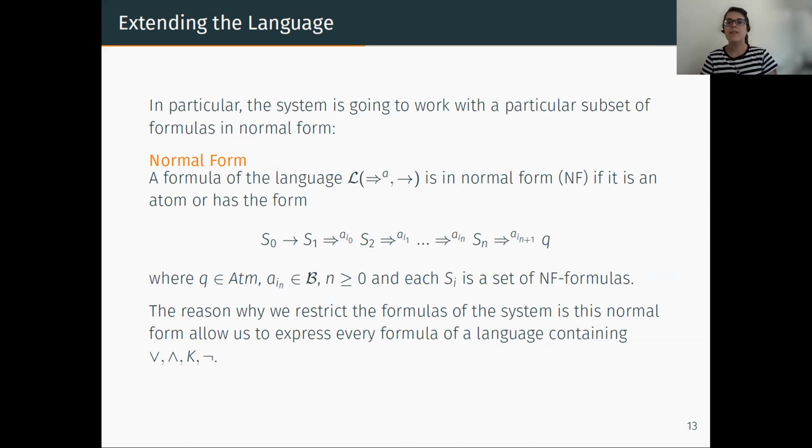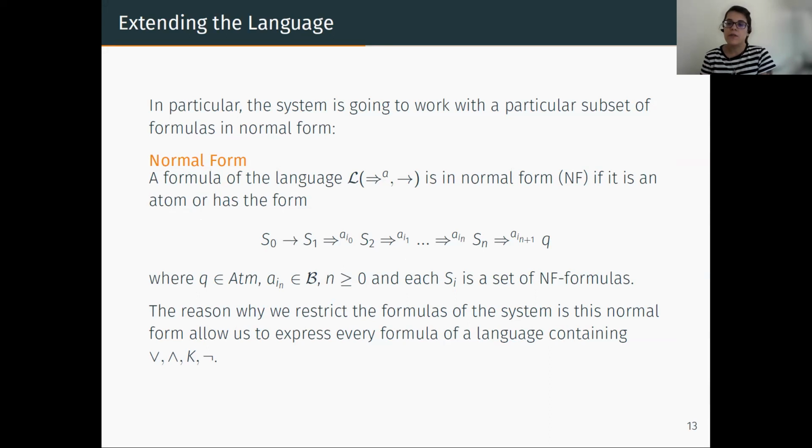So we are not going to work with any formula of this language. We are going to work with a particular subset of formulas called formulas in normal form. A formula of the language is in normal form if it is an atom or has the form of S0 implication S1 strict implication, and ends in an atomic formula. So basically, we need to have this first material implication here and then follow with the strict implication. This is the main thing we need to have in this normal form.